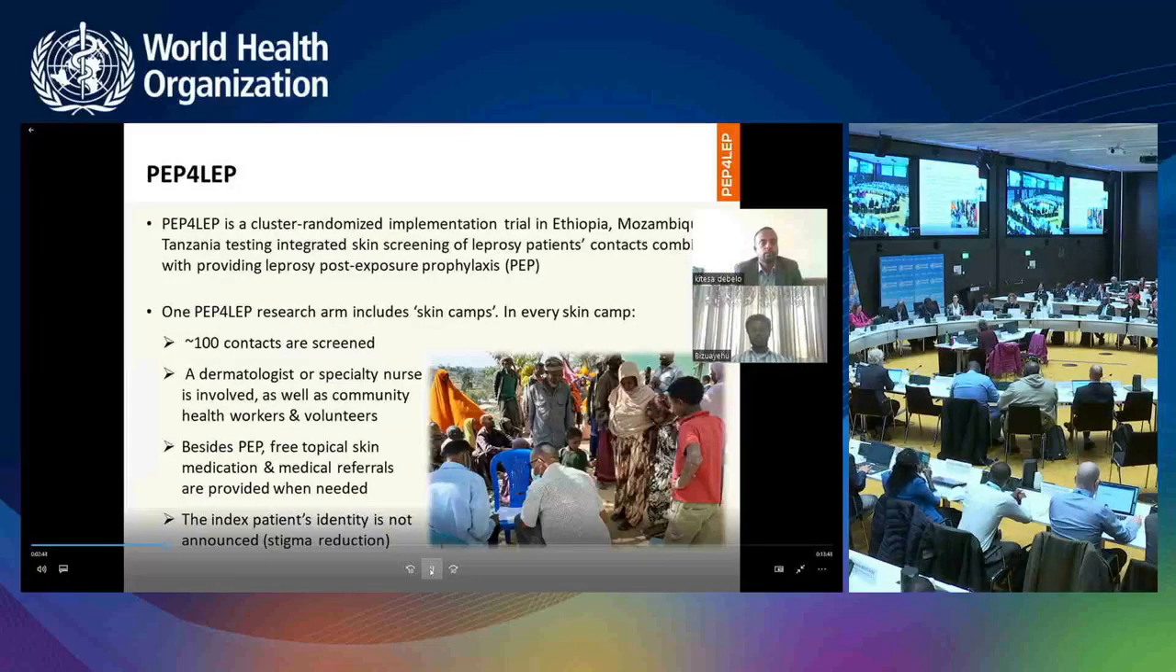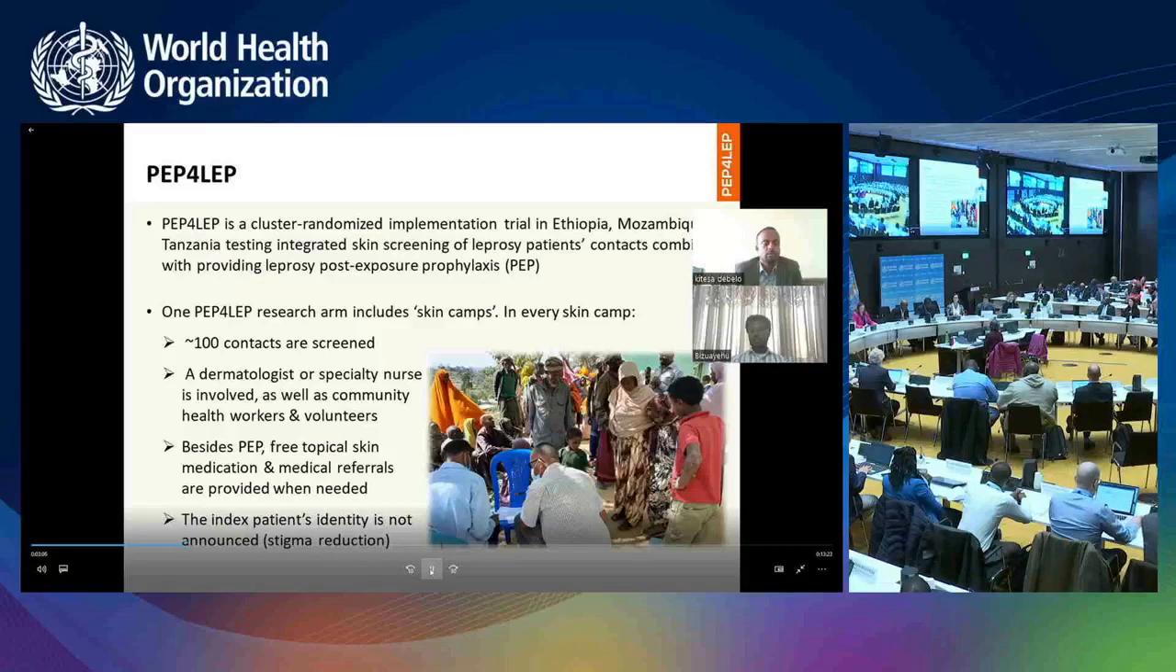The PEP4LEP trial is a two-arm cluster randomized implementation trial in Ethiopia, Mozambique, and Tanzania. It is to evaluate integrated skin screening of leprosy patients combined with providing leprosy post-exposure prophylaxis. More about the project will be presented later this week.